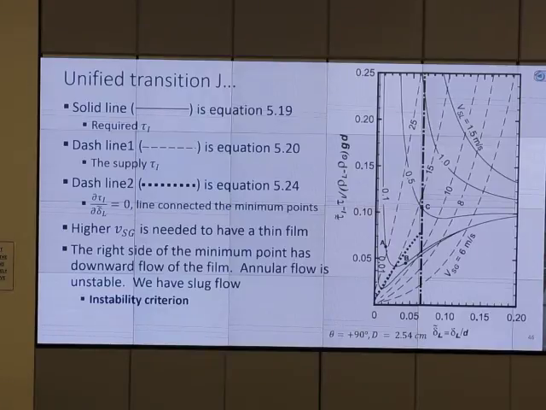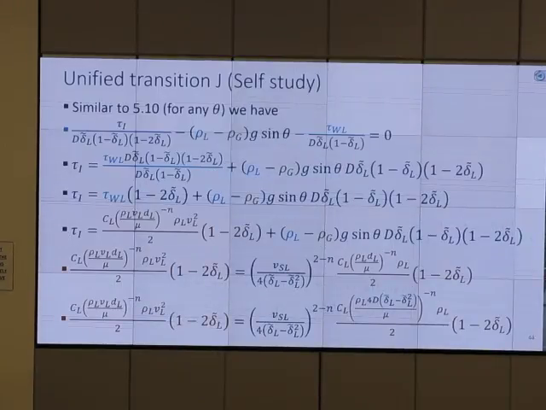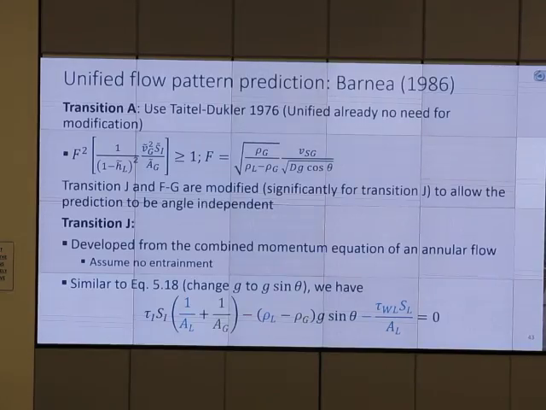In the exam, I will ask: what is the equation number for transition J and what is the page number? What is the equation for transition B and what is the page number? So you should quickly know the answer. I am very positive that kind of question is in the exam. Transition J is for upward vertical flow.